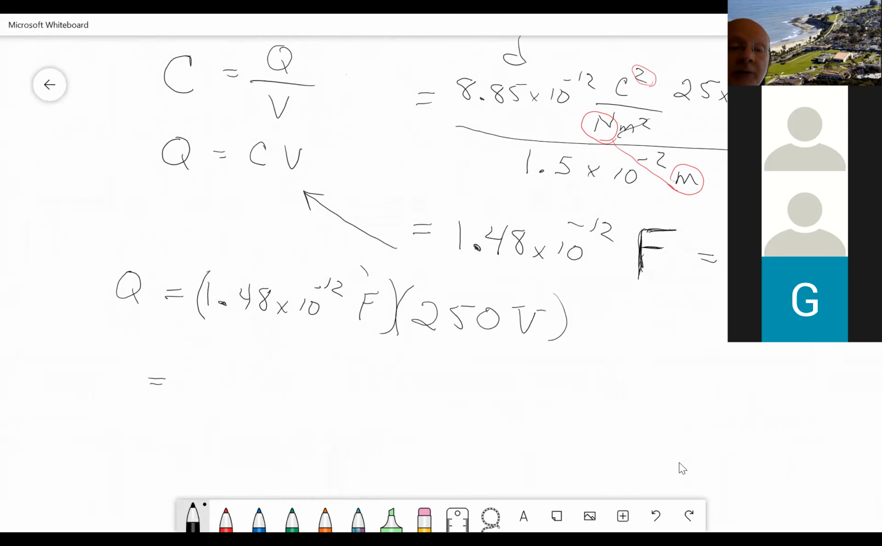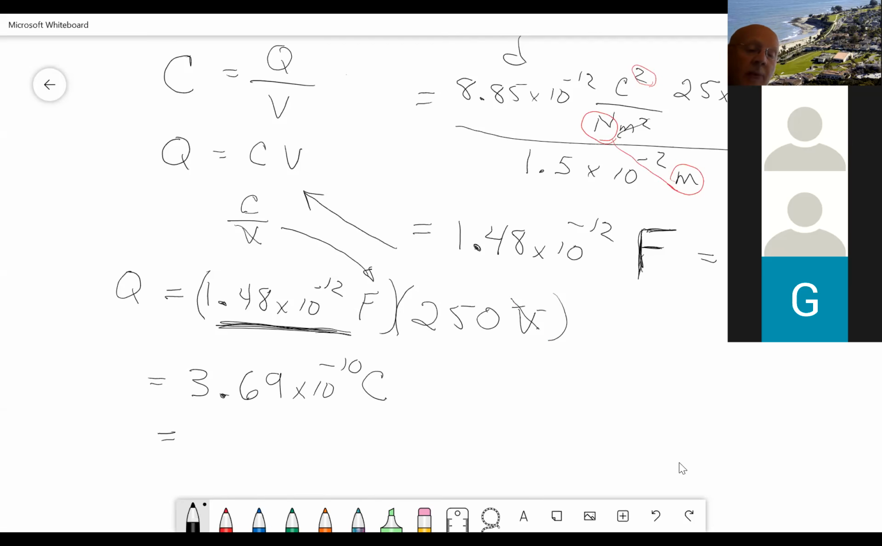And again, in terms of units, remember that a farad is a coulomb per volt. So when you multiply it by this volt here, it will cancel with that volt, leaving you with coulombs. So grabbing my calculator, I already have this number for the capacitance in there. So I'll just go times 250, and I get 3.6, and I'll round it to a 9 times 10 to the minus 10.